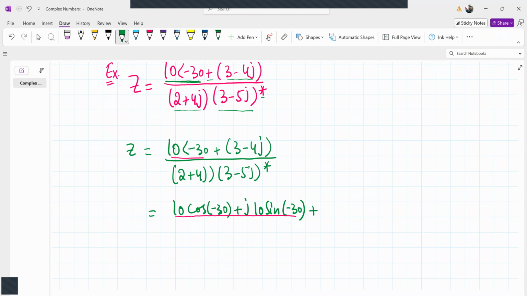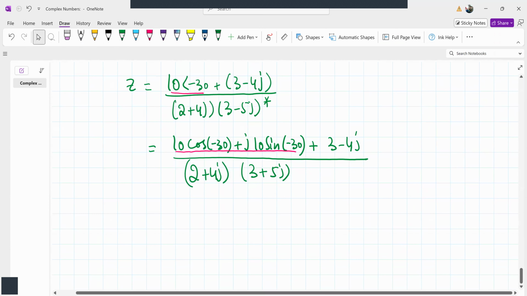Then we have one more component, 3 minus 4j divided by 2 plus 4j and 3 minus 5j conjugate. What is the conjugate of 3 minus 5j? 3 plus 5j. Replace j by minus j simply. Okay. Now this can be written as 10 cos minus 30.